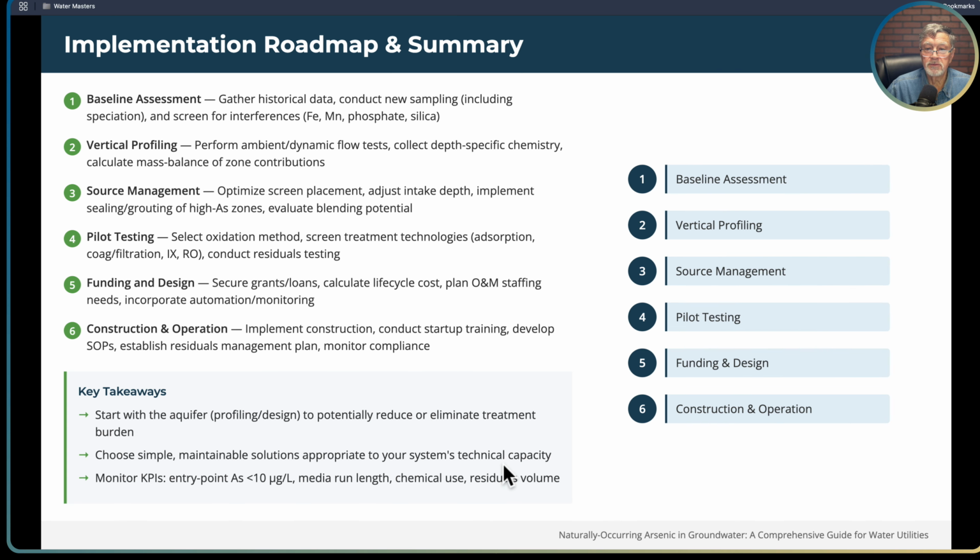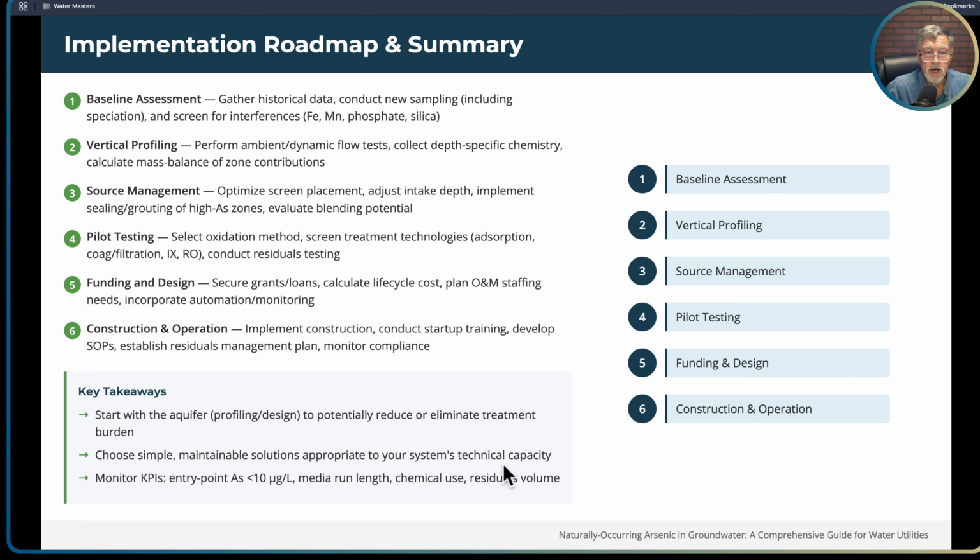All right, implementation roadmap and summary. First off, you're going to do a baseline assessment. You're going to gather your historical data, conduct new sampling, including speciation. You're going to want to know whether you have arsenic 3 or 5, arsenate or arsenite, and you're going to screen for interferences. So you're going to have to understand the chemistry of the water, not just the arsenic, the iron, the manganese, but all these other things that can affect the absorption.